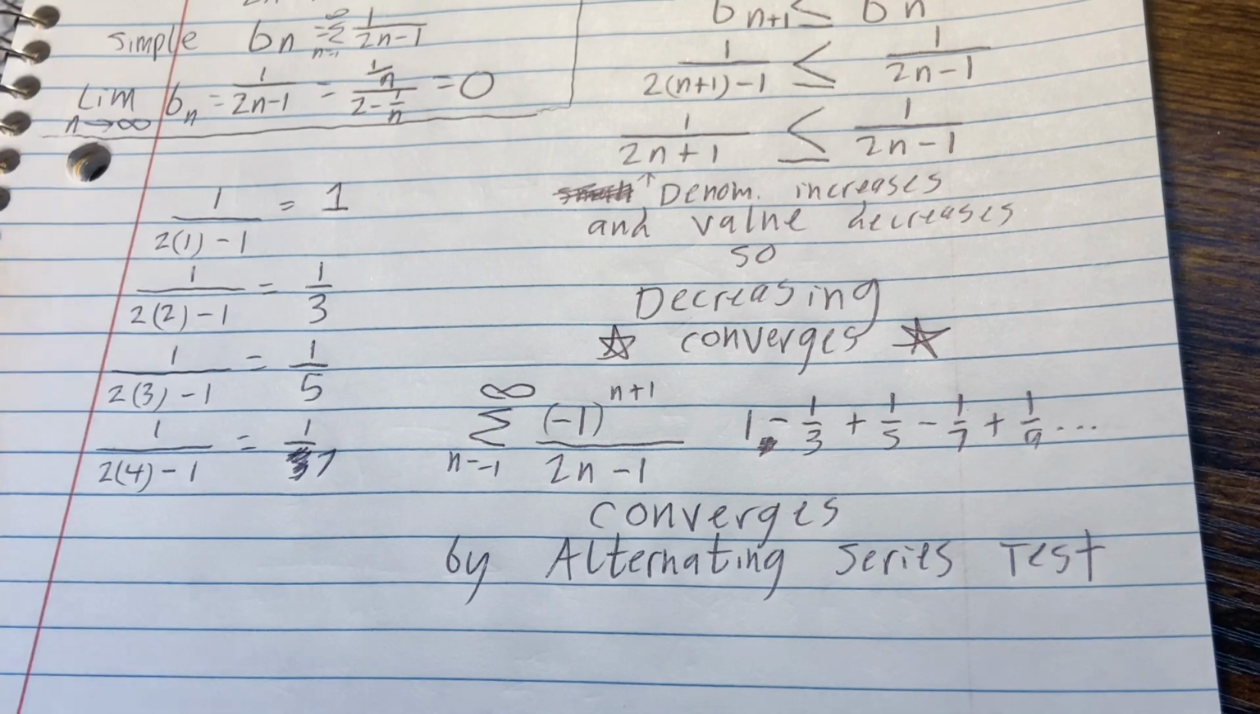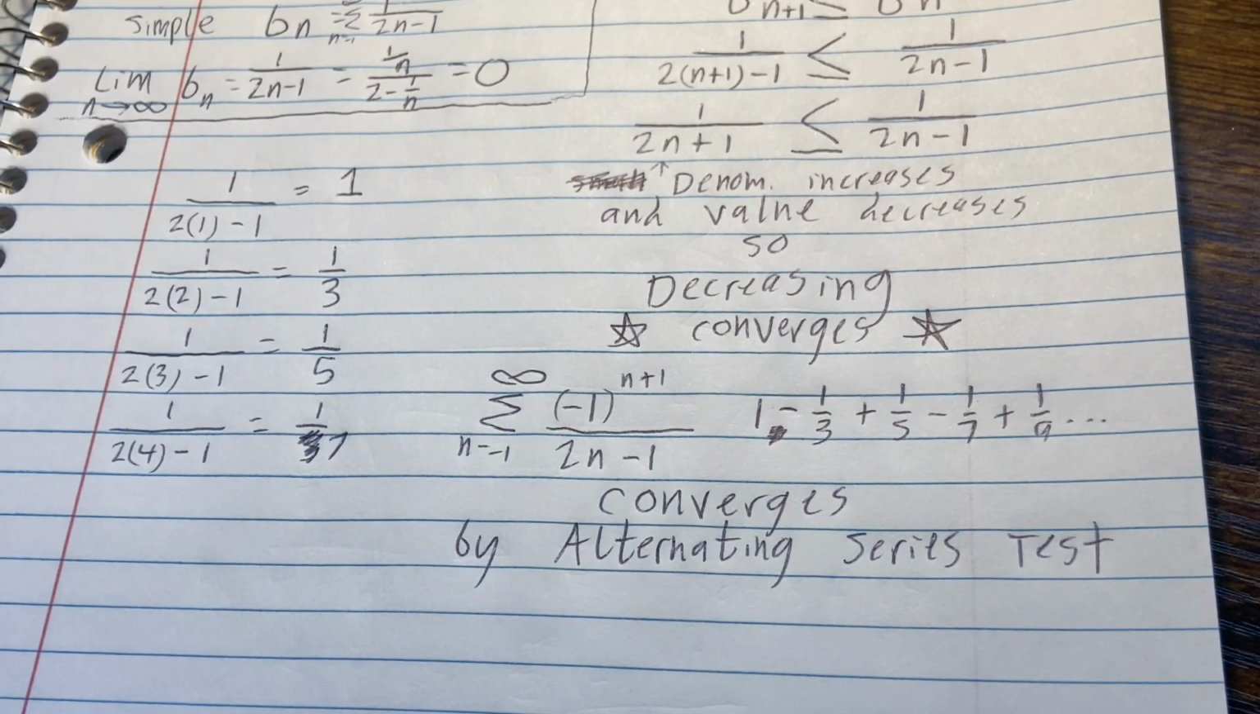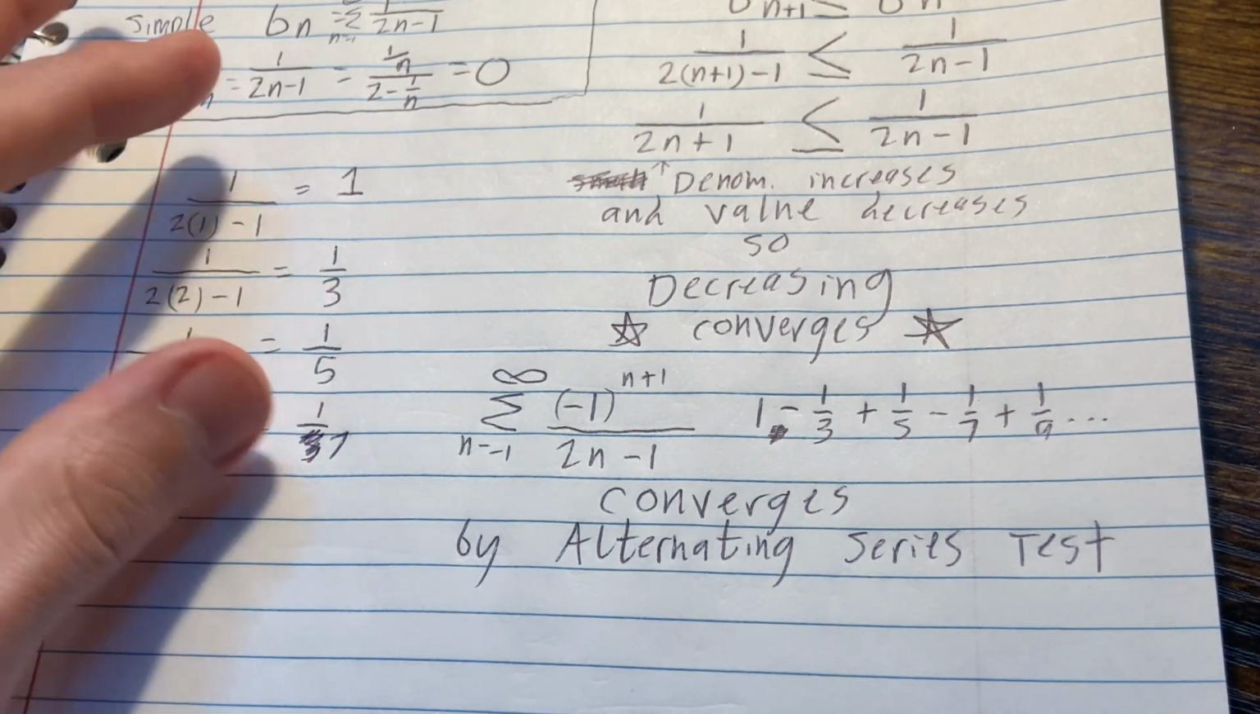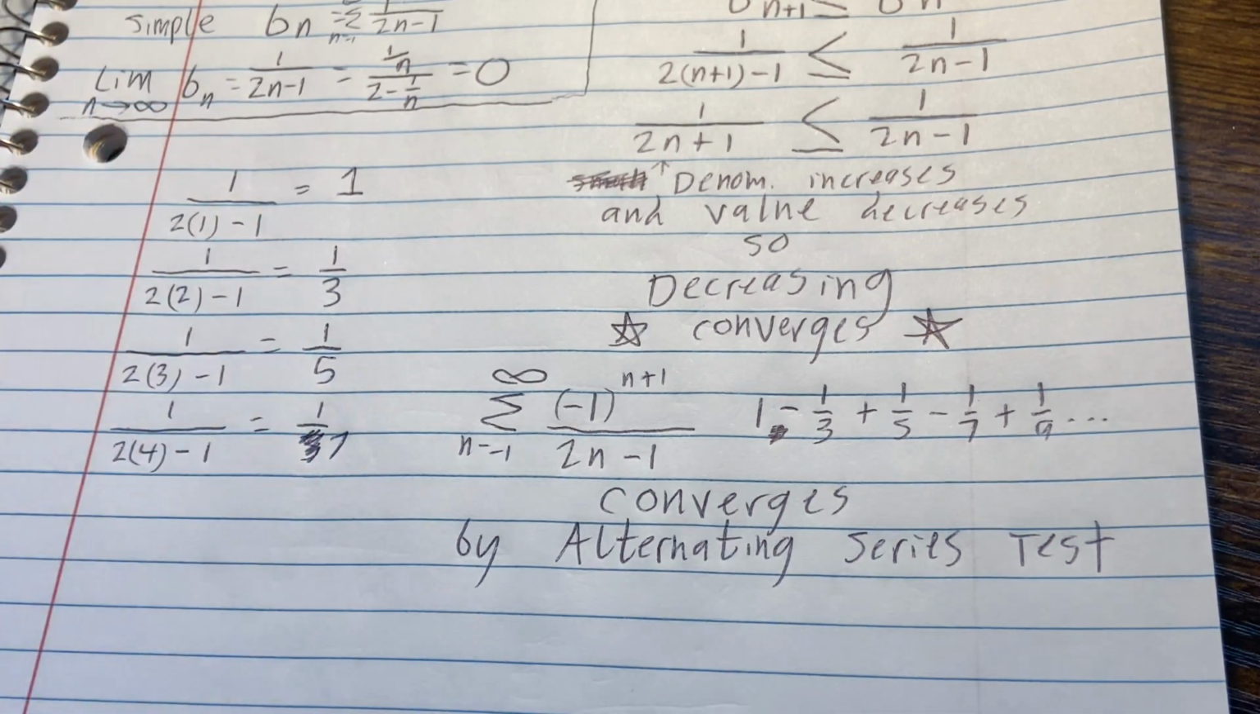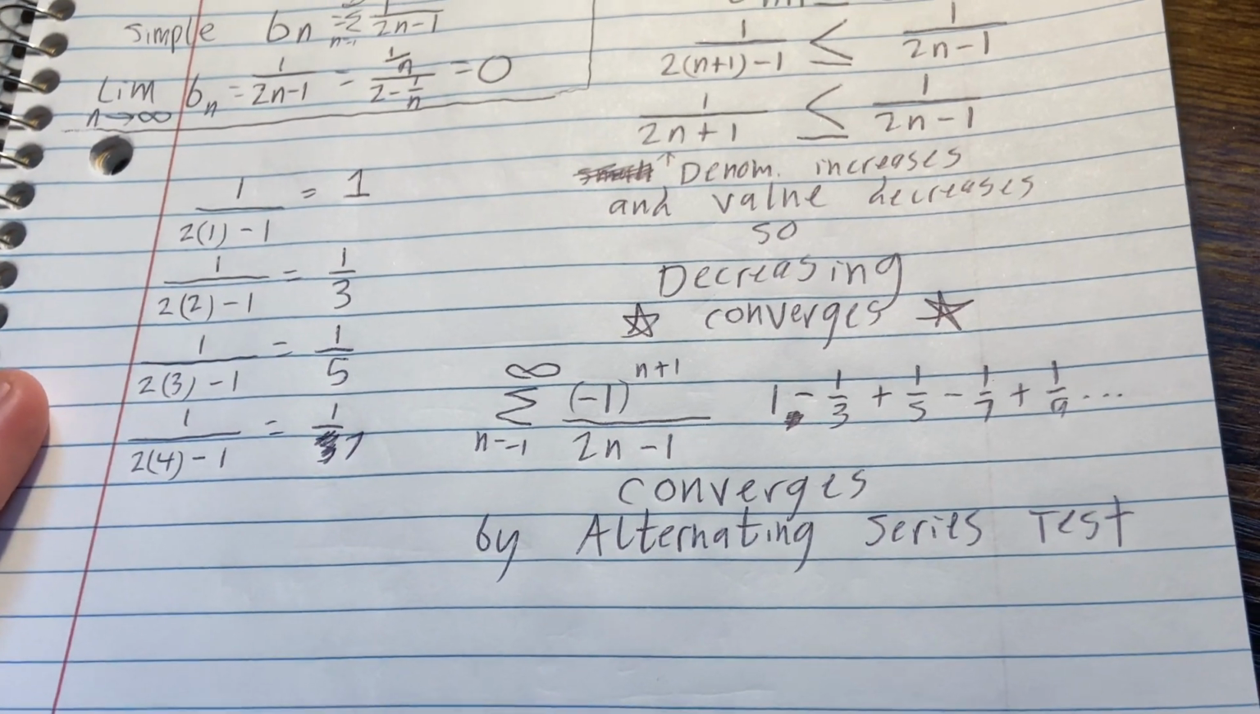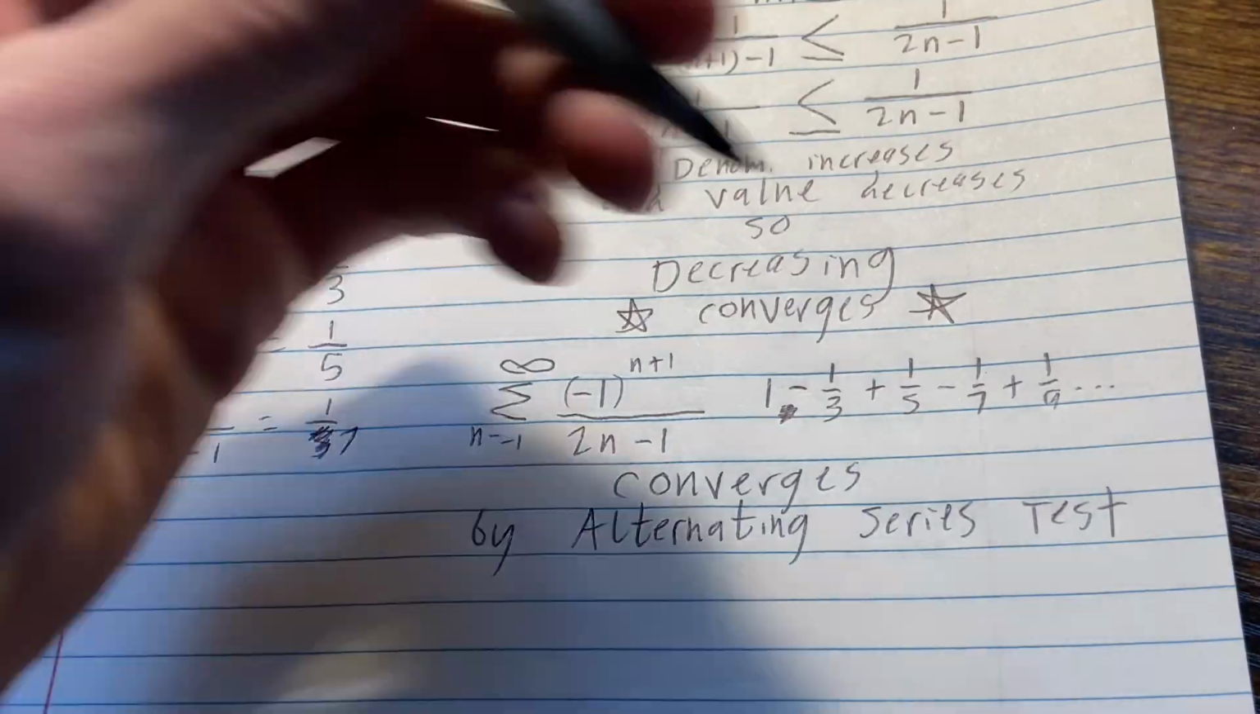So ultimately, for our series, the sum as n approaches infinity of negative 1 to the power n plus 1 over 2n minus 1, the series converges by the alternating series test.